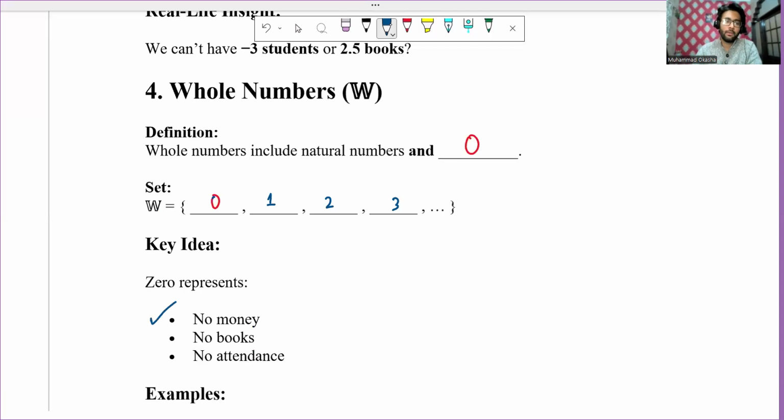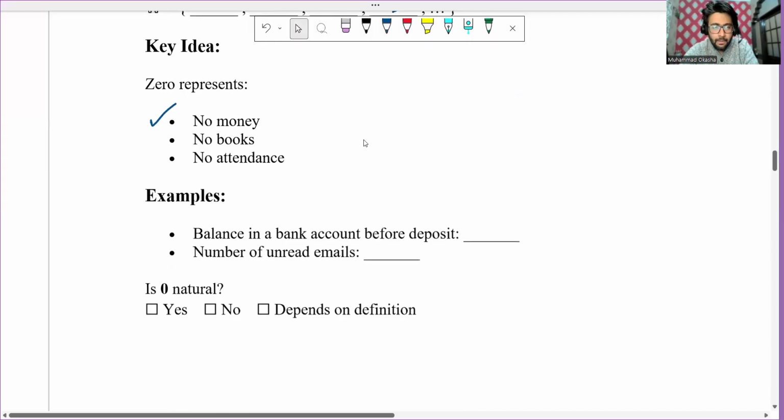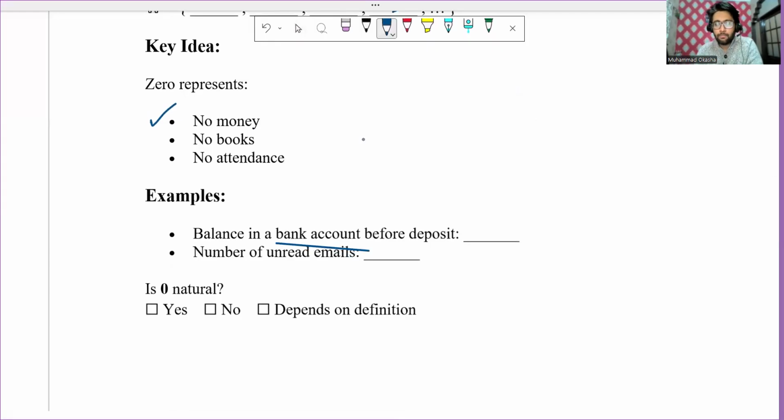For example, if you have no money, you should have a number to represent that. If you have no money, you can say, well, zero money. If you open your bank account and it says 0.00, which means you're broke. No books, no attendance, they all belong to the idea of zero. Balance in the bank account: if you haven't made any deposit, your bank account is empty, so the balance would be 0.00 or just zero. Number of unread emails: let's say you have read all of your emails, you open your mailbox and there are no unread emails left. So that number would also be zero.